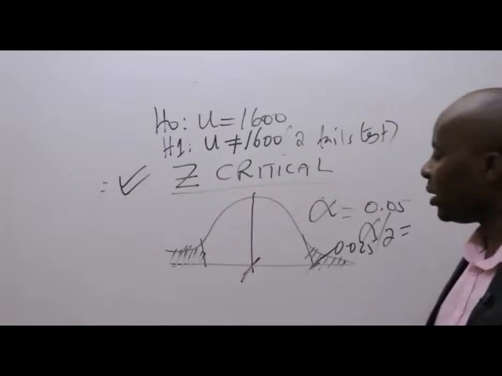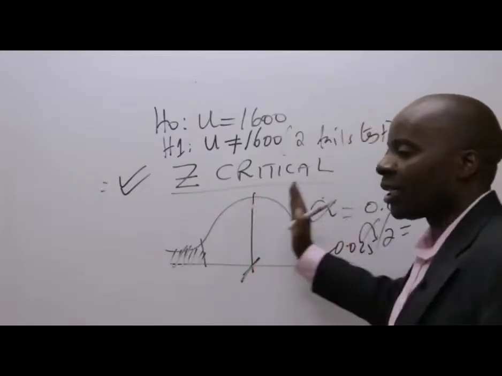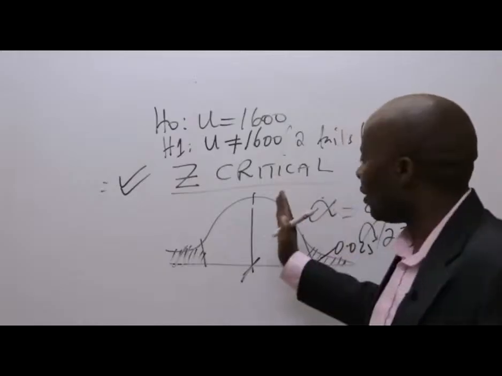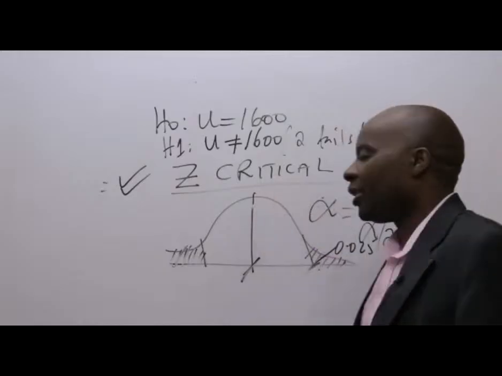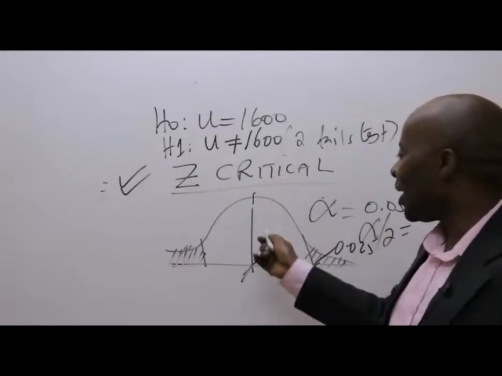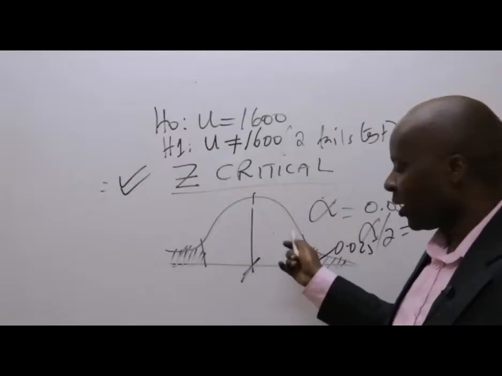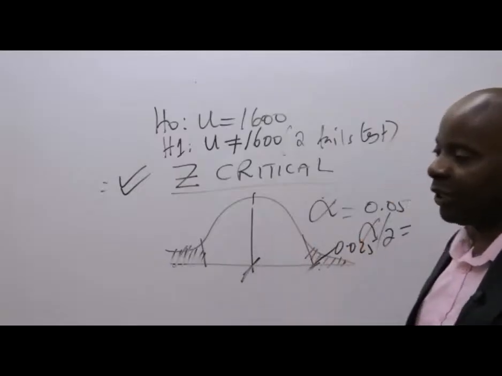Given the fact that the half area is 0.5, I need to get this one here. So this one here will be 0.5 minus 0.025. Can somebody give me this answer?